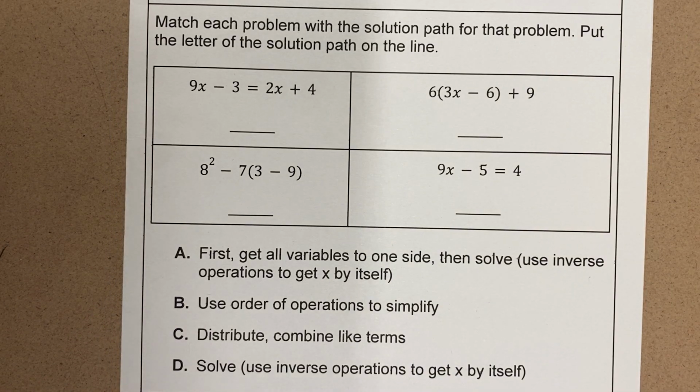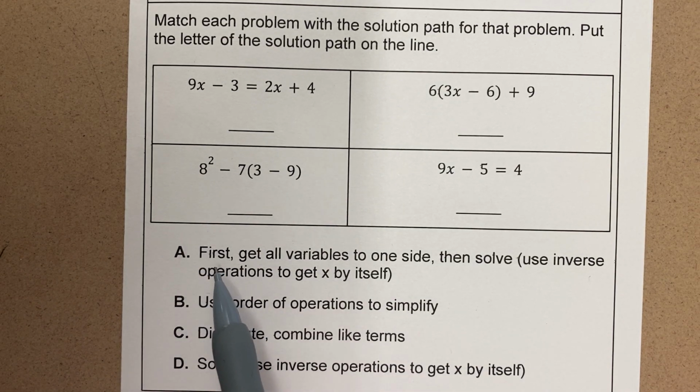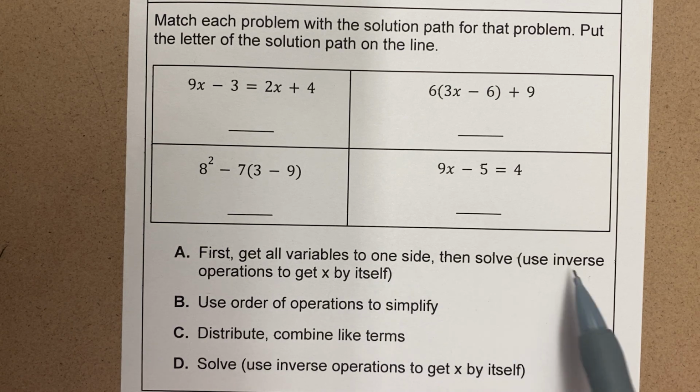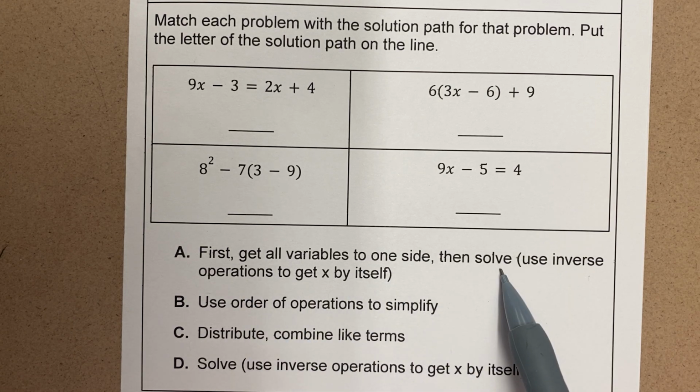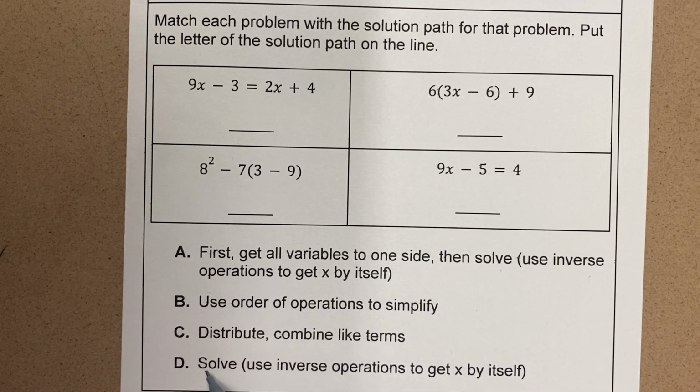Match each problem with the solution path for that problem. Put the letter of the solution path on the line. Okay, so here are my options. First, get all variables to one side, then solve. Use inverse operations to get x by itself, right? That's what solve means. And then I notice I see another solve down here.